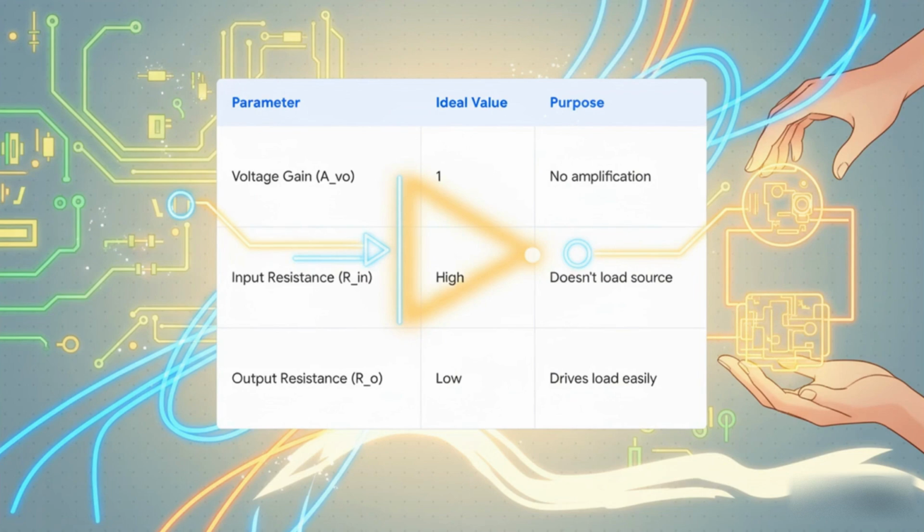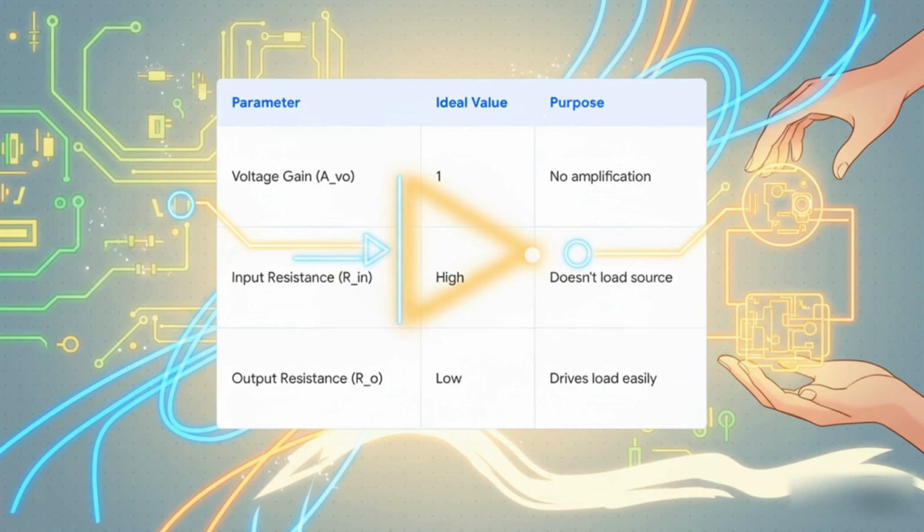And this simple 3-part model is awesome because it helps us understand some really clever circuits. For example, check out something called a buffer amplifier. Here's the weird thing. Its voltage gain is 1. It doesn't amplify the voltage at all. So you might be asking, what's the point of it then?